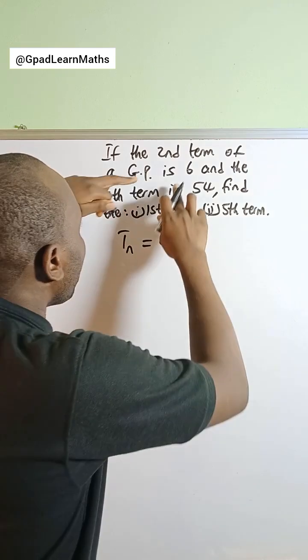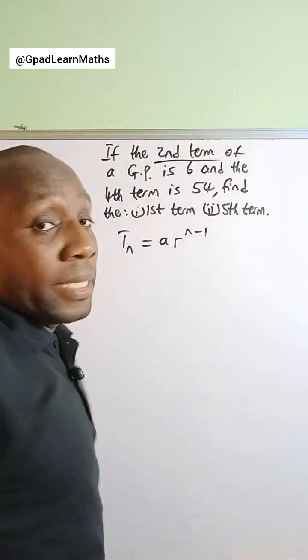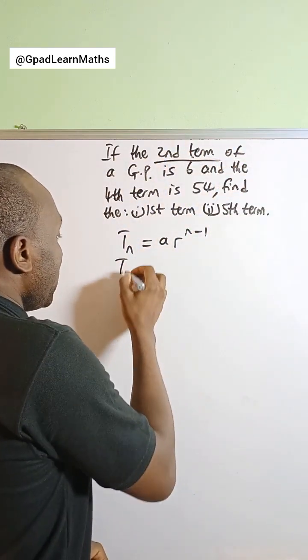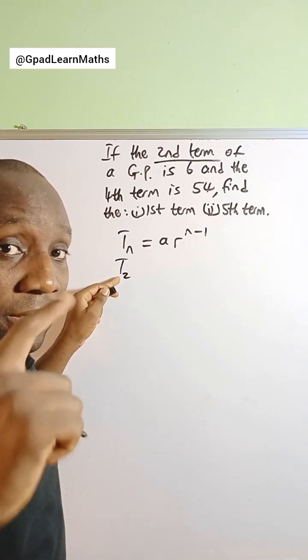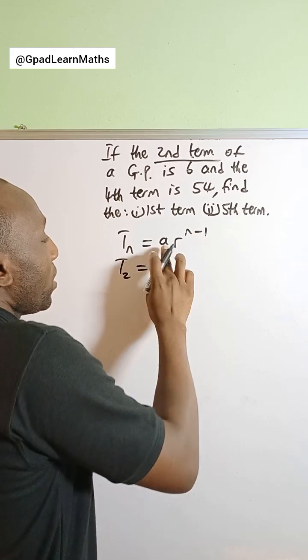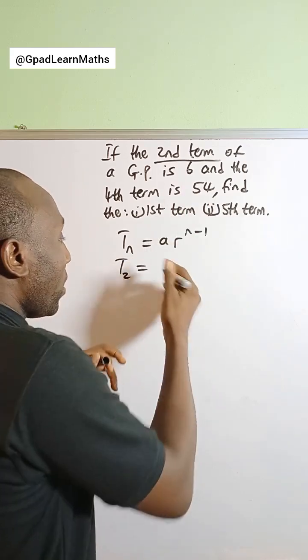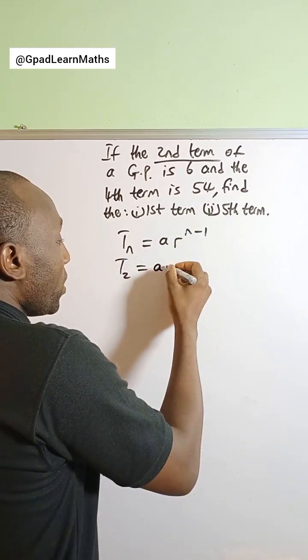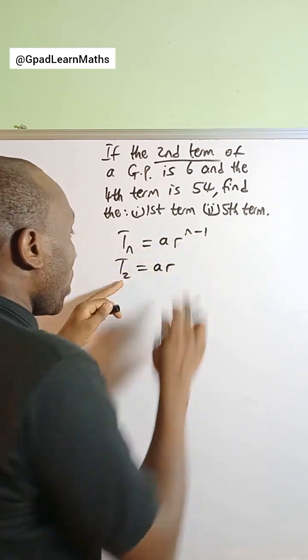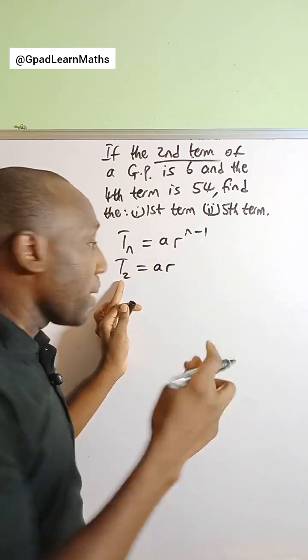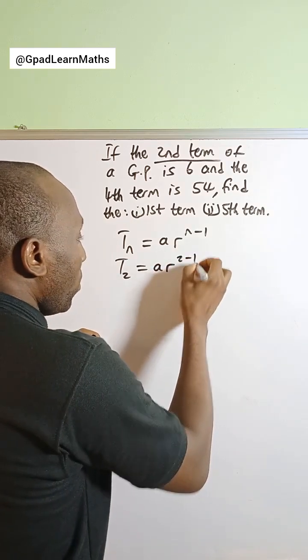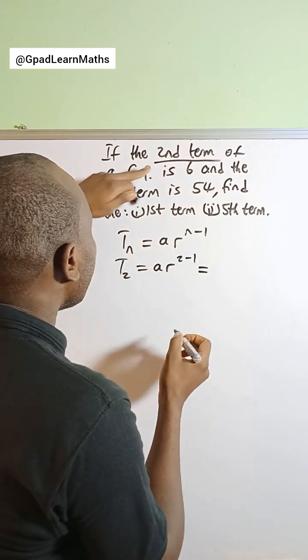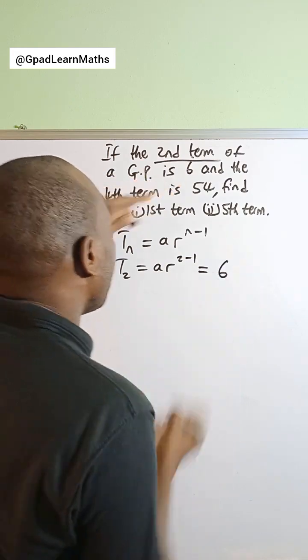So if you want to start with the first one, this second term, T2, is equal to what? a, we don't know what that is, so a. The ratio r, we still don't know what that is. n will be 2 because we are talking about the second term, so 2 minus 1. And we're told that the second term is what? 6. So write 6 here.